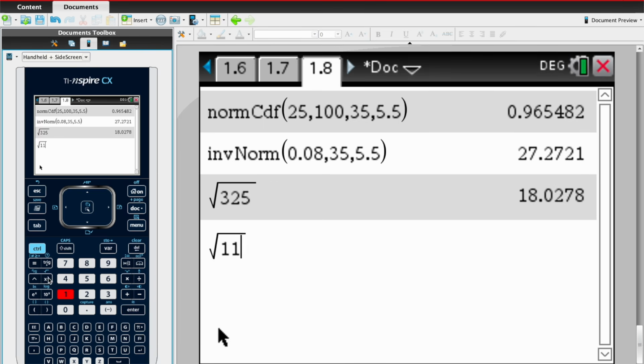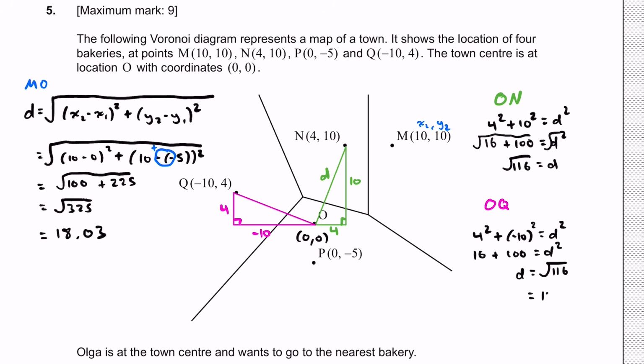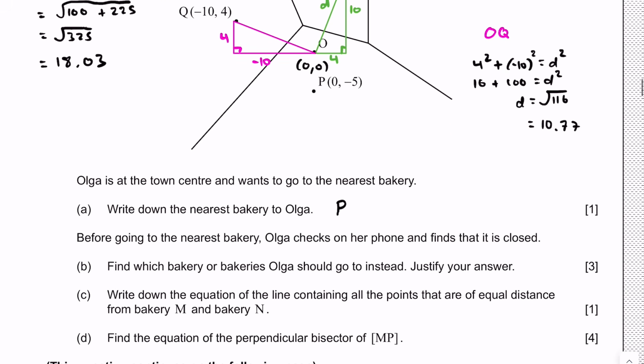Just to compare, apples to apples in a way, what is the square root of 116? We have it in both of these cases. It's equal to approximately 10.77. So to go back and answer this question, which bakery or bakeries should Olga go to instead?